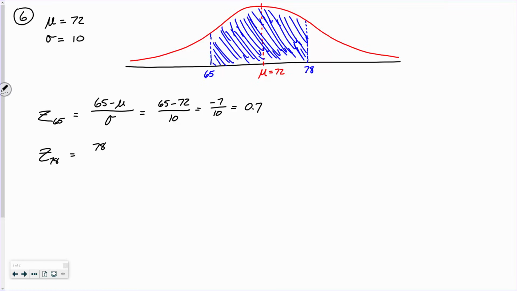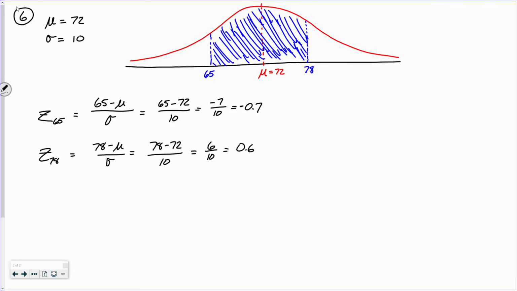This one's going to be 78 minus our mean over standard deviation, so 78 minus 72 over 10, which is 6 over 10, which is 0.6. I forgot a negative right there. All right, everybody good? Okay.